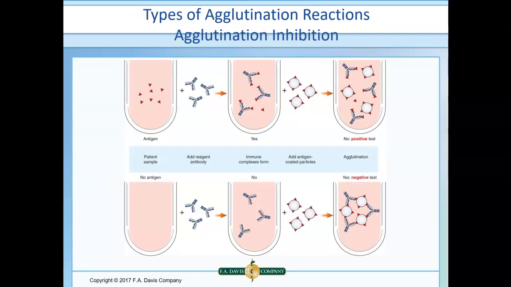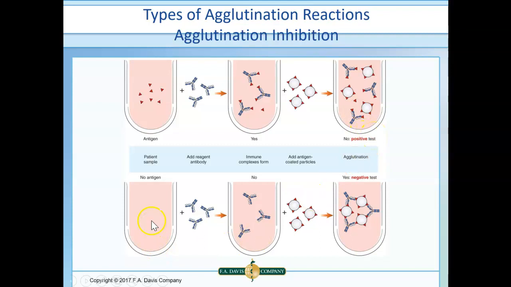Here's an example. This one is agglutination inhibition. On the top example, we have antigen in the patient sample. We added a reagent antibody to the sample. The antigen and antibody combine together. After that, we add antigen-coated particles. There was no agglutination that took place, so therefore it's a positive test.